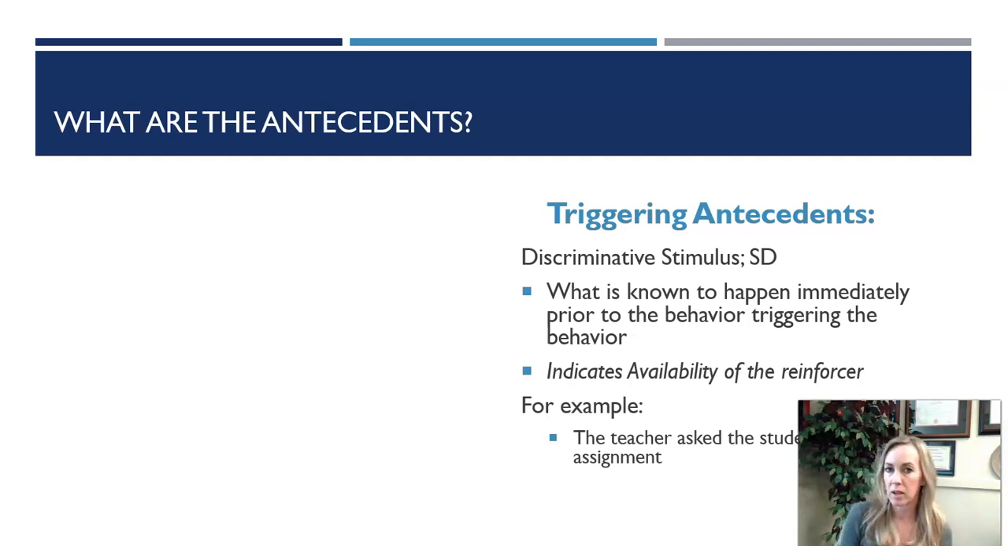So whereas the motivating operation impacted the value of the reinforcer, the reinforcer has to be available, right? So if the teacher asks the student to do a math assignment, and so getting that math assignment, it triggers, hey, getting rid of the assignment could happen. All right, so that is our discriminative stimulus.